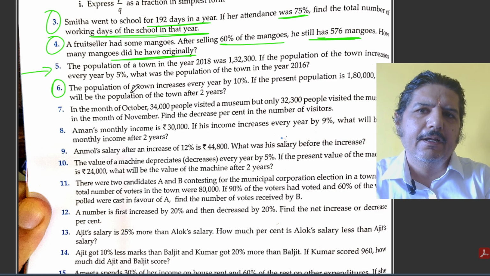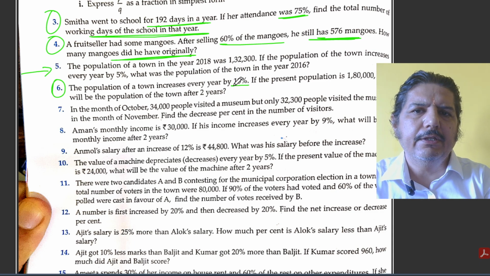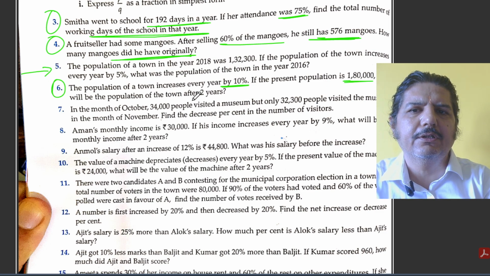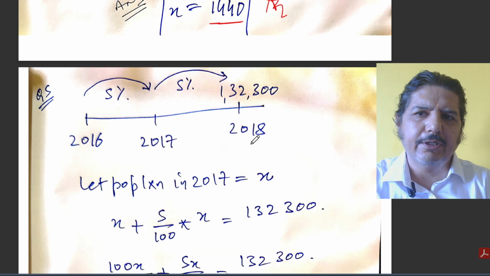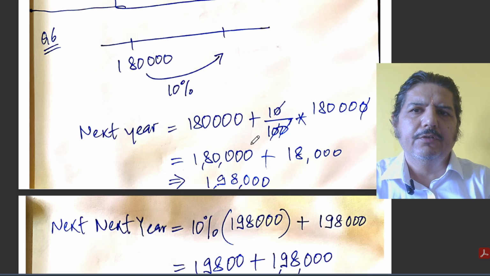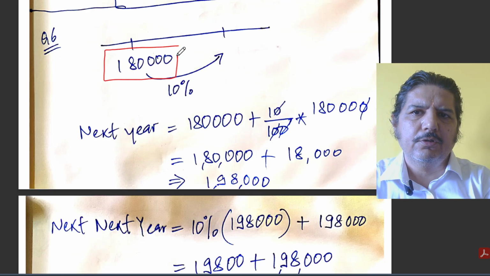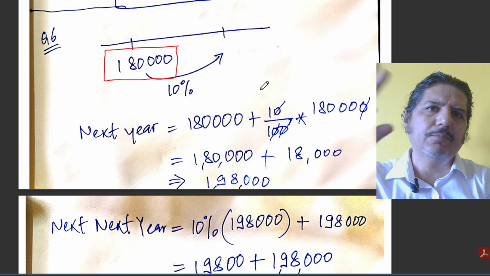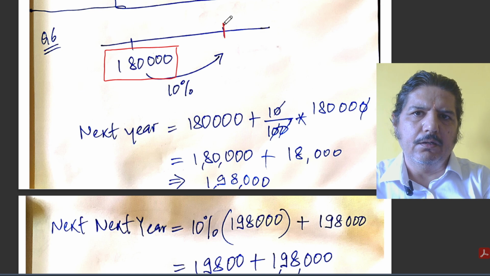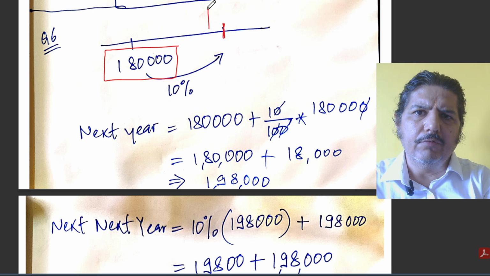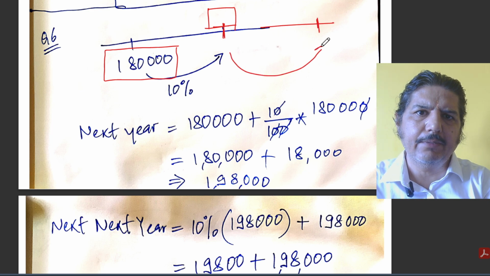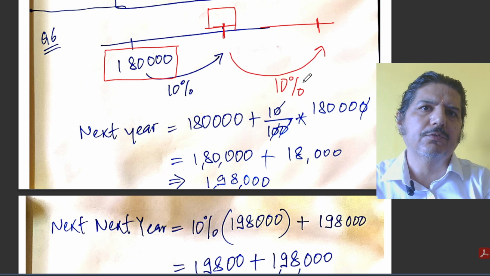The population of a town increases every year by 10%. If the present population is 1,80,000, what will be the population of the town after 2 years? So let's try to understand this question first. See, the present population of the town is 1,80,000. It increases by 10% every year. So for example, next year it will increase by 10%. So whatever be the population in this year, after 1 year it will increase again by 10%. I hope this is making sense.